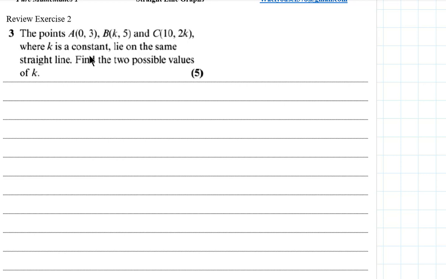The points A, B, and C, where k is a constant, lie on the same straight line. Find the possible values of k. Any 2 points of them have the same gradient. m_AB equals m_AC. m_AB means y2 minus y1, 5 minus 3, which is 2, divided by k minus 0, which is k, equals 2k minus 3 over 10 minus 0, which is 10.